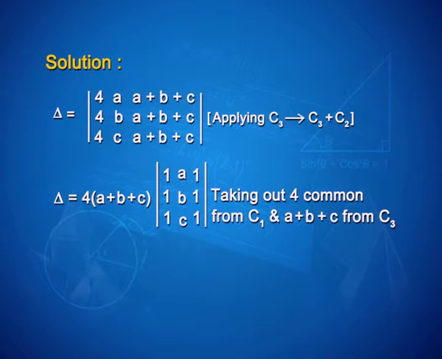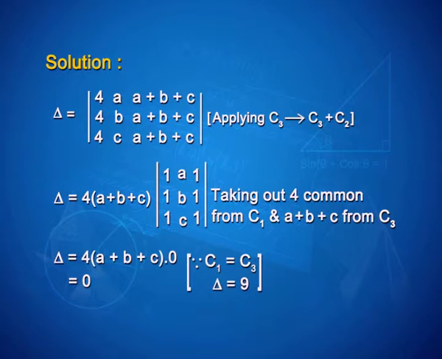What we have done here? We have taken out 4 into a plus b plus c as common from the first column and third column respectively, and thus we get 4 into a plus b plus c into 0, that gives us 0.